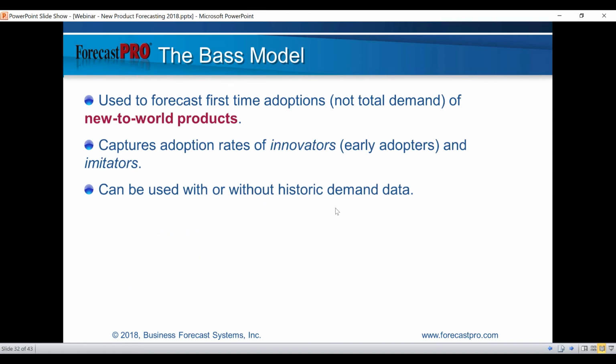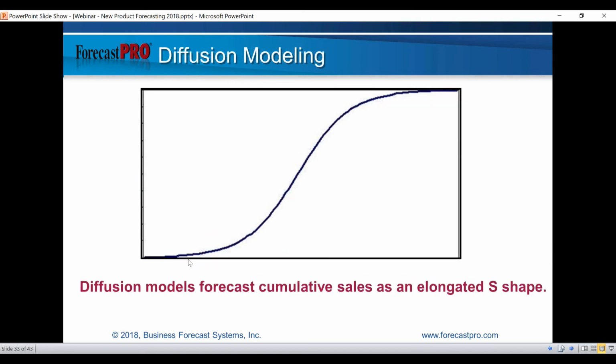Okay, the BAS model can be used with or without historic data. And it really models the adoption rates of new technology. And some people call this an S-curve model because of this graph. This graph is, again, cumulative adoptions of our new product or our new technology. So you launch the product, and there's a certain amount of sales levels, and you can see that sales are increasing, the rate of adoptions is increasing.